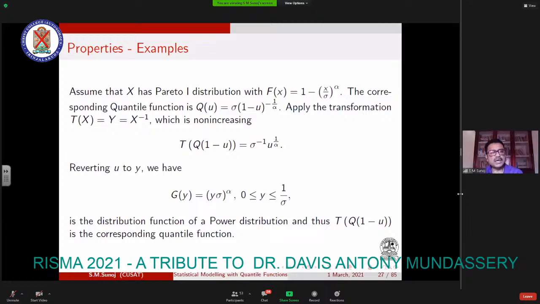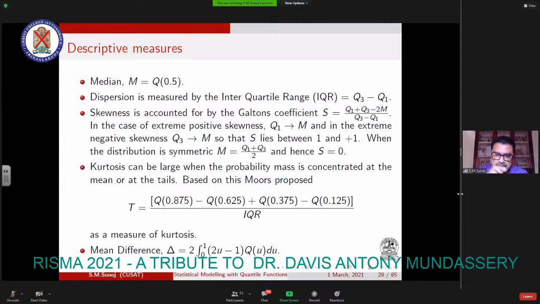Now look at another property we apply here. I take the Pareto 1 distribution instead of Pareto 2, and make a transformation T(x) equal to 1 by x. It is a non-increasing transformation. So what will be the resulting quantile function? We know that T(Q(1 minus U)) is another quantile function, and this will be the distribution function of a power distribution. So this is again a quantile function.